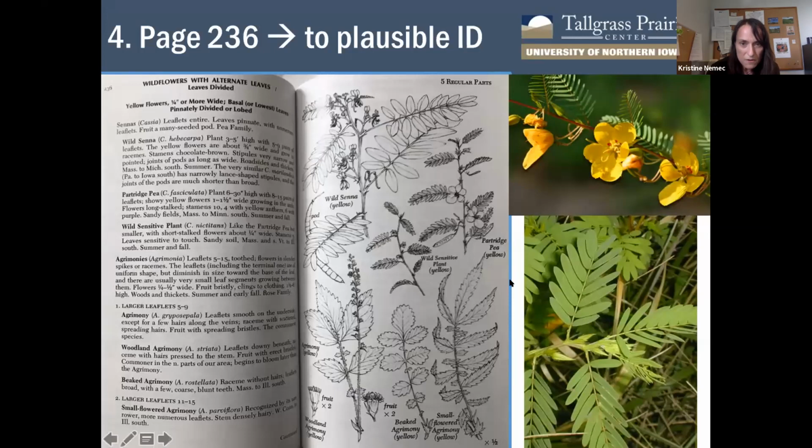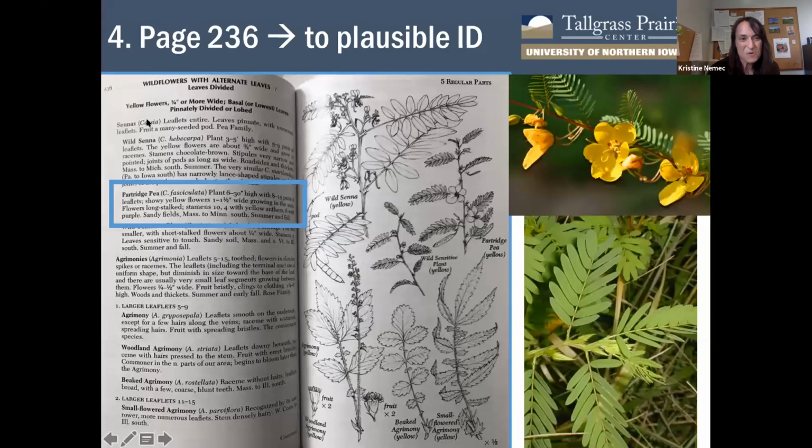Looking at the flowers here, well, these leaves look pretty similar in both of these plants, but just looking at the flower size, it's a lot smaller on wild sensitive plant. So it looks like it's probably going to be partridge pea. Doesn't really look like anything else on the page. So let's look here. Partridge pea. It's in the genus Cassia fasciculata, which is in the family Fabaceae, which is the legumes.